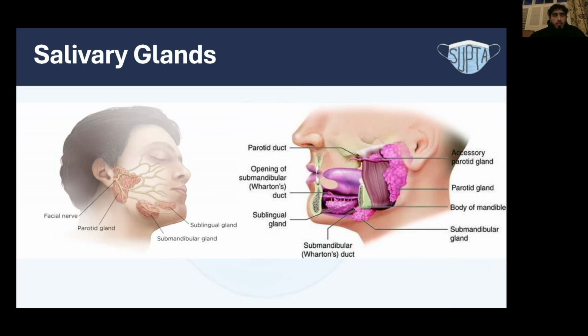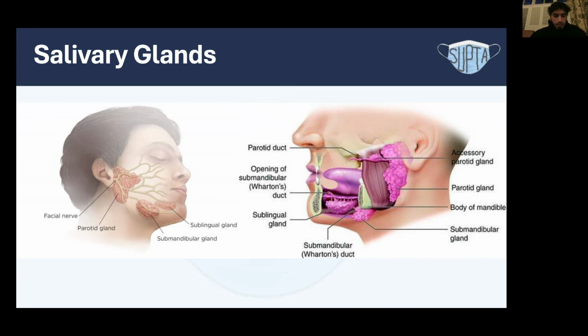Also with pleomorphic adenomas, there's a decent chance that they can become malignant, and so many people may choose to take that out. Surgically, we have to be very careful to isolate the facial nerve and to remove it very carefully, because if we injure the facial nerve, that will cause just a whole world of problems. Okay.